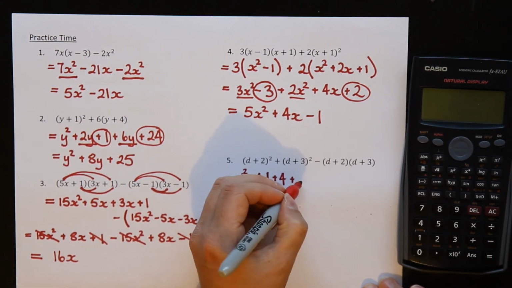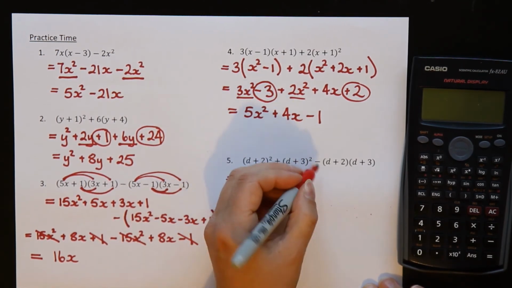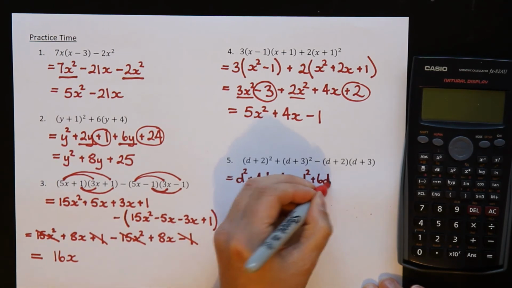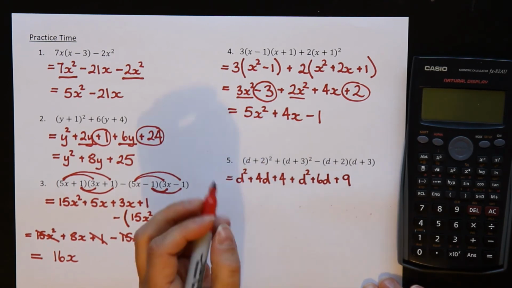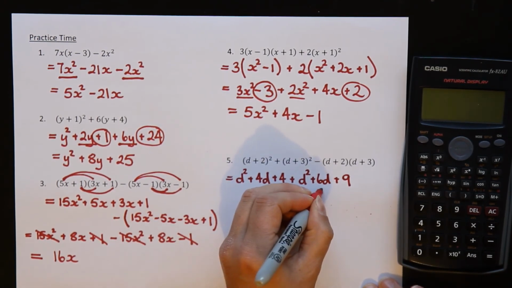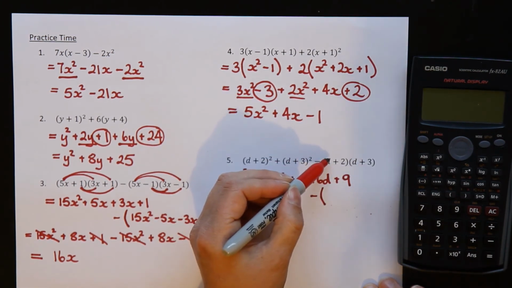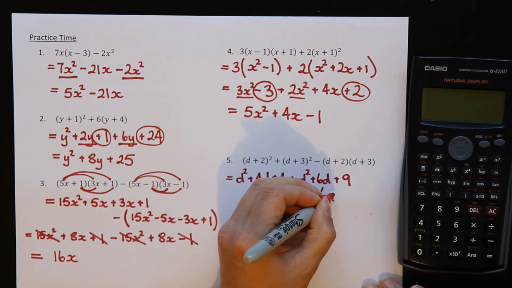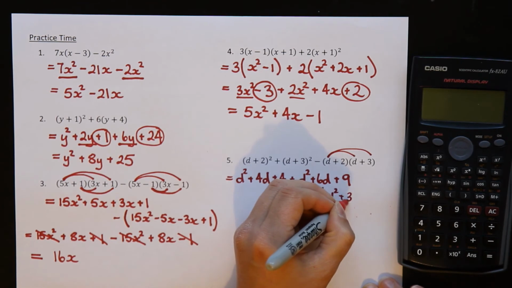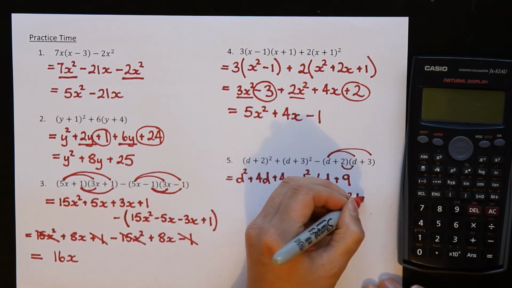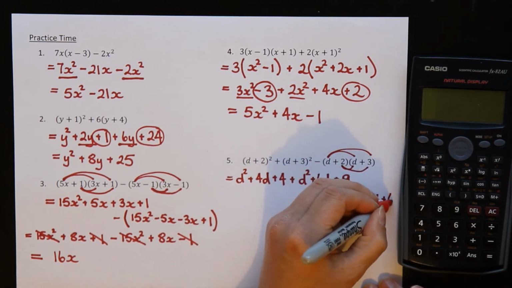Alright, d times d is d squared. D times 3 is 3d, and double it to be 6d. And 3 times 3 is 9. Okay, then the last one here, I'm going to do a minus, and then I'm going to open a bracket, and this will have to be a FOIL expansion. D times d is d squared. D times 3 is 3d. 2 times d is 2d. And 2 times 3 is 6. Close bracket.